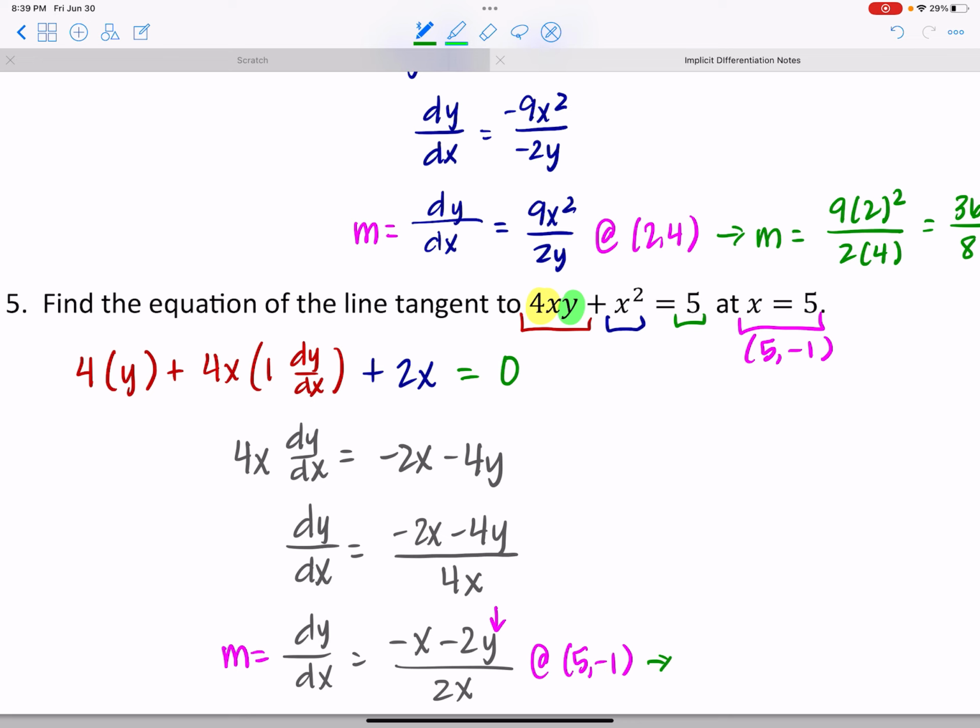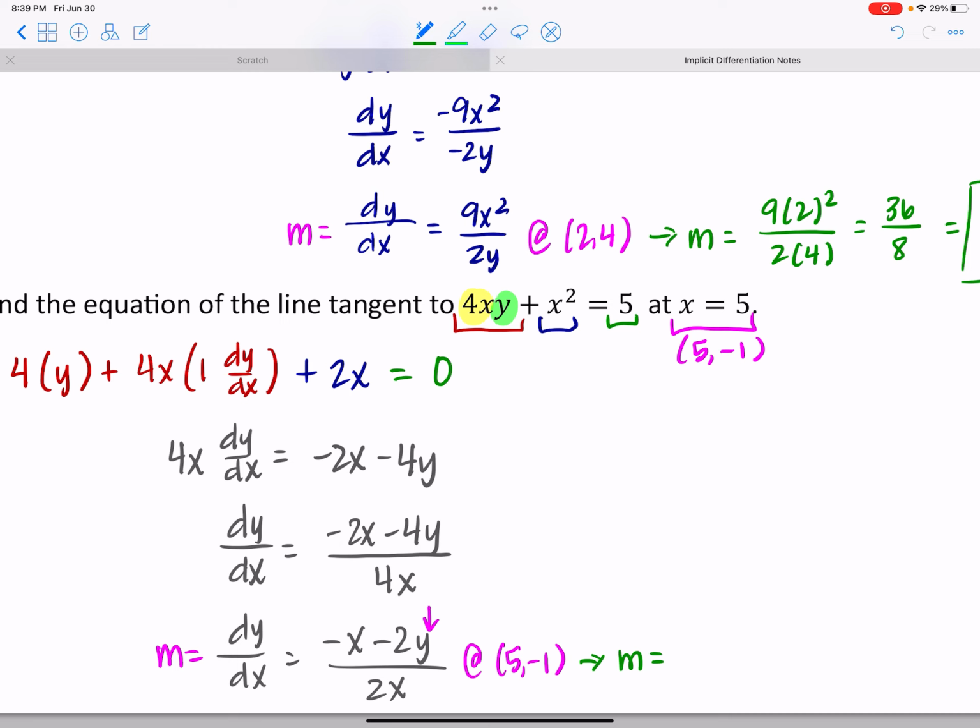So we're going to say our slope is, let's see, a negative 5 minus 2 times a negative 1 divided by 2 times 5. Make sure I plug that in right: negative 5, negative 2 times negative 1, 2. On the top we have negative 2 times negative 1, that's positive 2. Negative 5 plus 2 makes a negative 3. On the bottom, 2 times 5 is 10, so our slope is negative 3/10. And remember, this is our point of tangency, so we're going to use those two to write our equation.